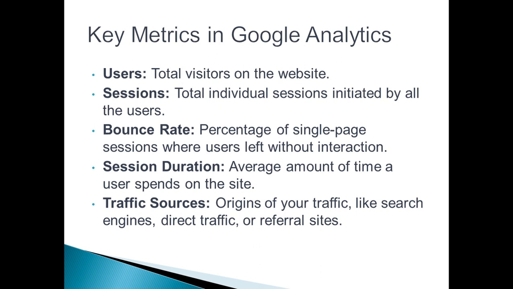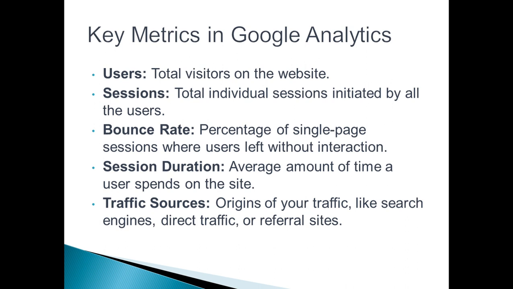So now the key metrics in Google Analytics. The first key metric is users, that is, how many visitors are visiting your website. The second is the session. Session means how long the user stayed on your website. Even if they have just initiated it, that is also considered a session.